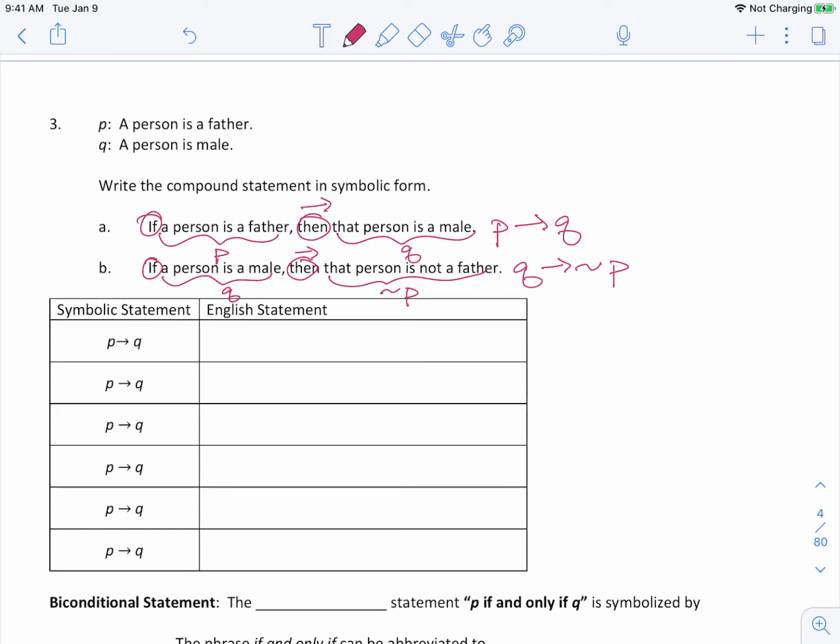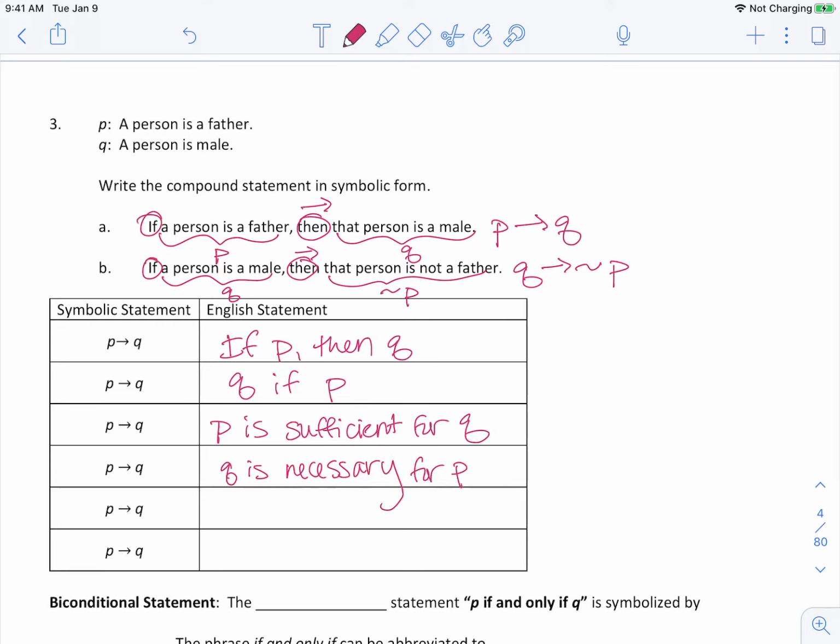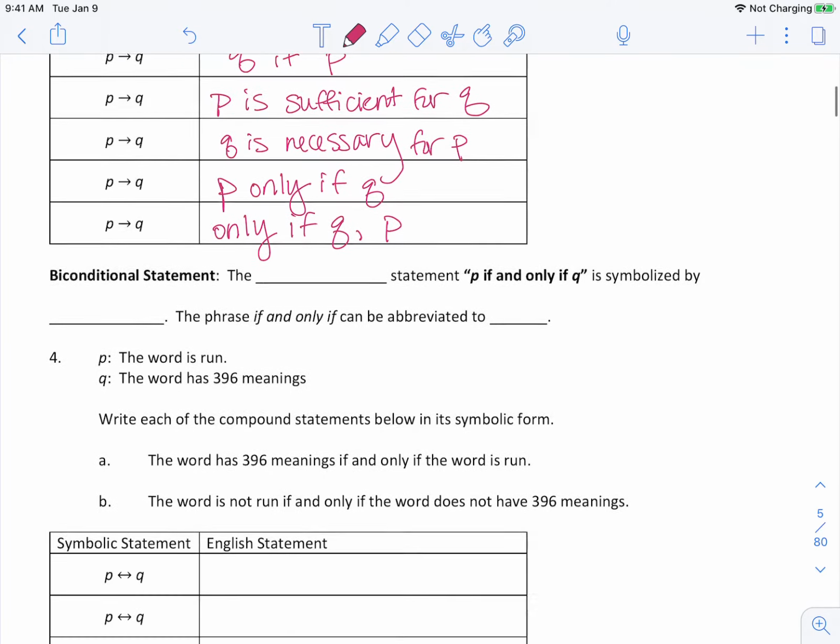There is a variety of ways to say this in English. So we have first if P then Q. You could also say Q if P. You could say P is sufficient for Q. You could say Q is necessary for P. You could say P only if Q. And last, you could say only if Q, P. So a lot of variety how you could say the conditional.